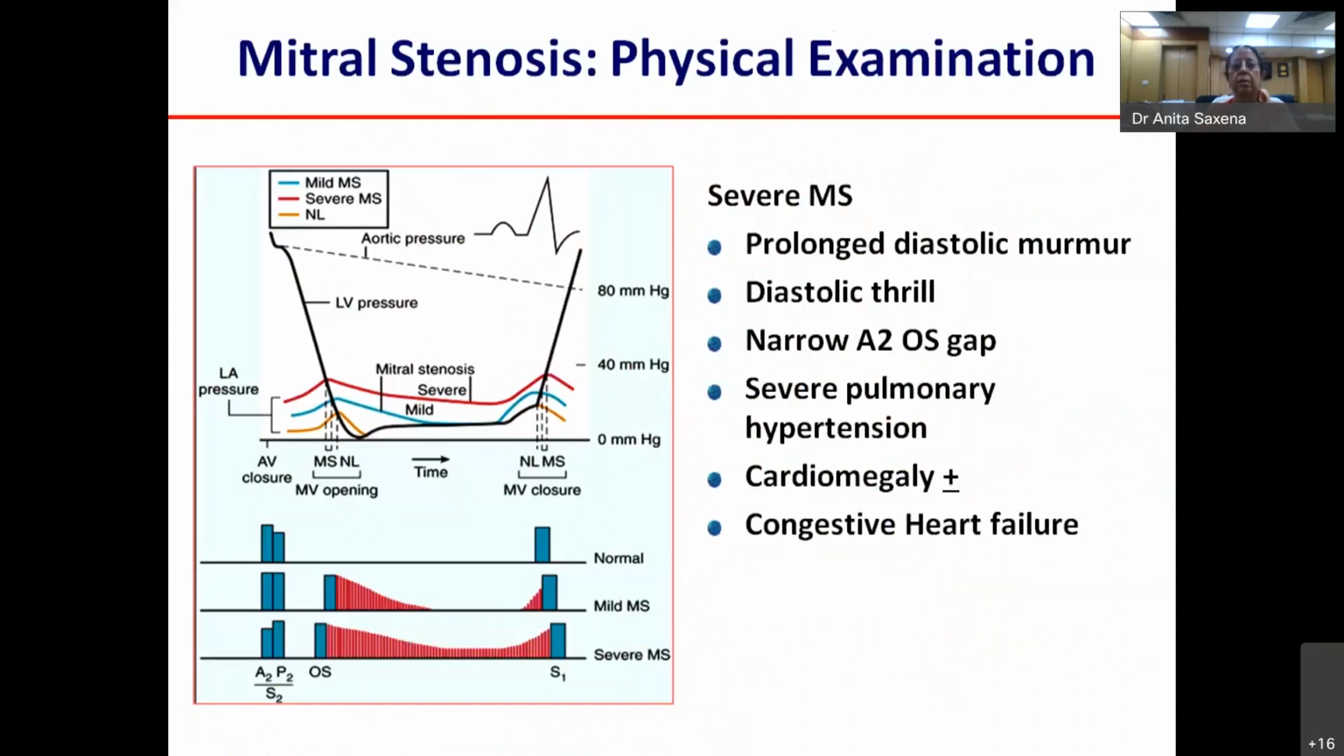So how do we assess the severity in a patient of chronic mitral stenosis? Long diastolic murmur: the longer the murmur, the more likely it is severe mitral stenosis. Presystolic accentuation, narrow A2-OS interval, severe pulmonary arterial hypertension. There may be cardiomegaly because of right atrium, right ventricle and left atrial enlargement. The left ventricle is not enlarged. And of course, there could be congestive heart failure.